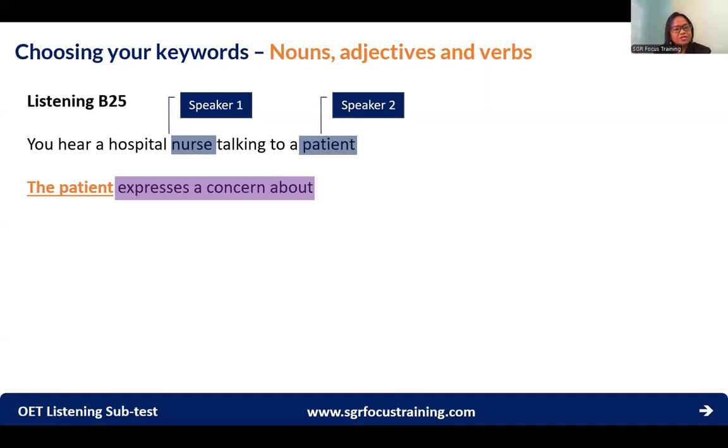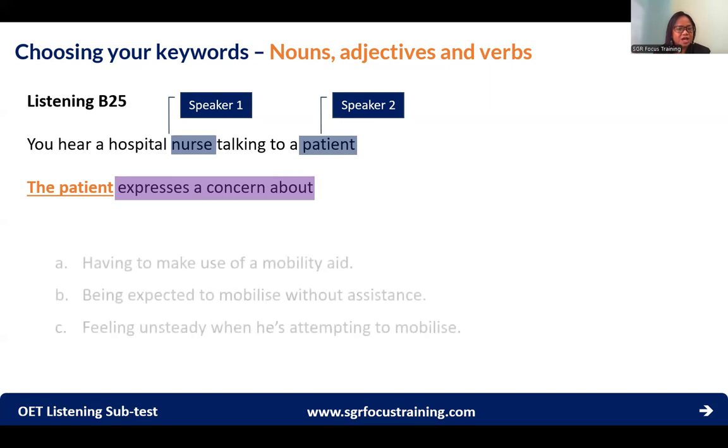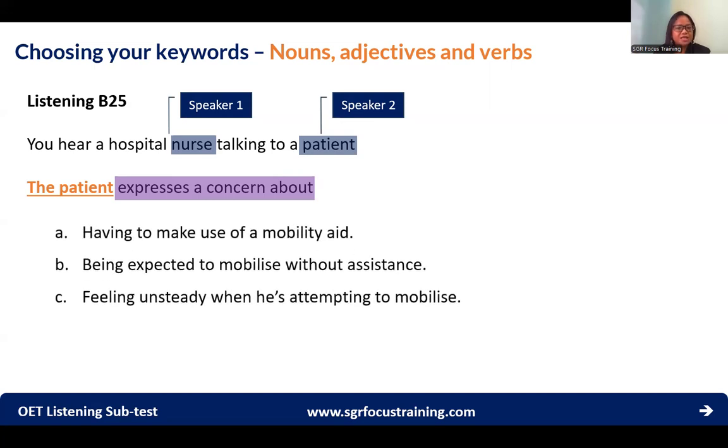So, what is the patient concerned about? There will be three answer options: answer option A, B, and C. Your job is to identify their similarities and differences, again, using grammar and vocabulary. We need to identify nouns, adjectives, and verbs.